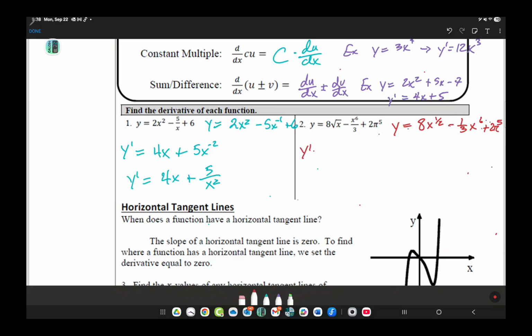So y prime, what's half of 8? 4. Subtract 1 from 1/2, we get negative 1/2. Minus, bring down 6, 1/3 of 6 is 2. Subtract 1 from 6, we get 5. And the only thing left to do is write that as 4 over the square root of x minus 2x to the fifth.